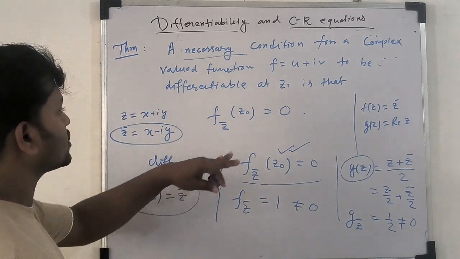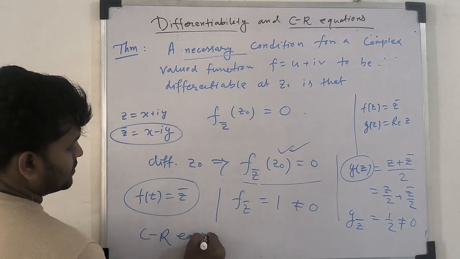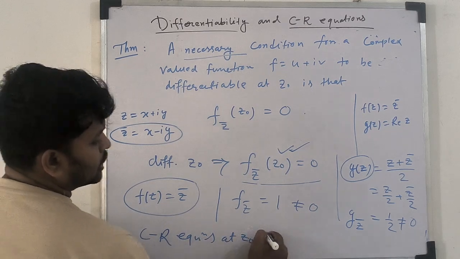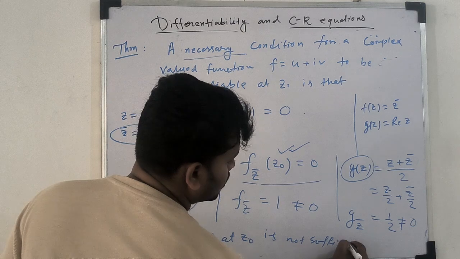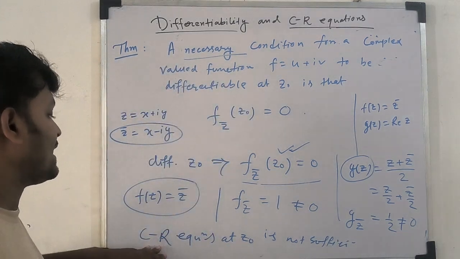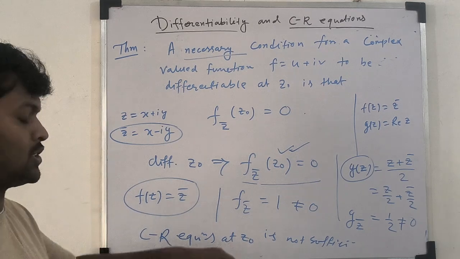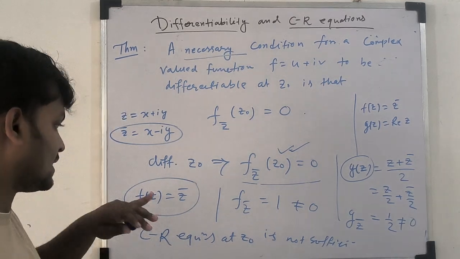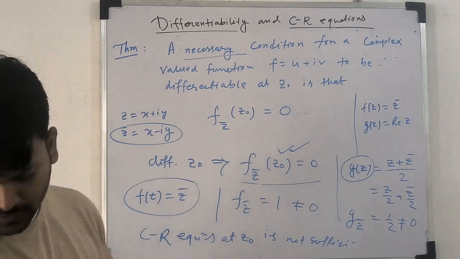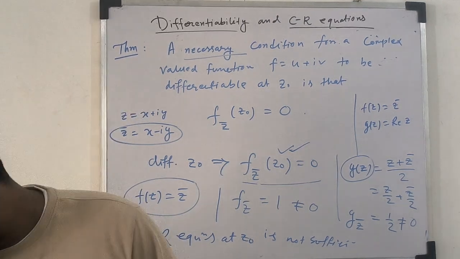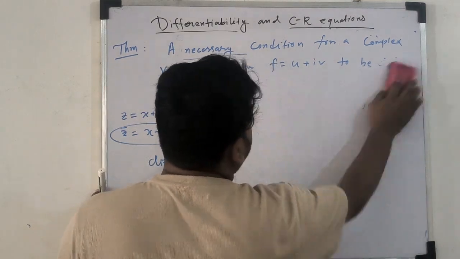Okay. So this is not a sufficient condition, and also the CR equation at z0 is not a sufficient condition to be differentiable, but it is a necessary condition. That is, if differentiable at z0, then the CR equation holds at z0. This is called a necessary condition. But this will be sufficient if we add another condition. So let us write one theorem.